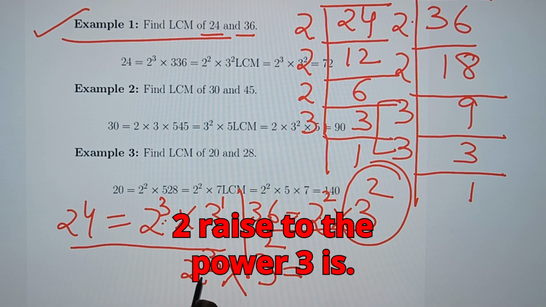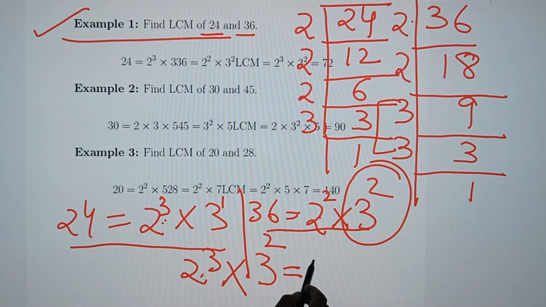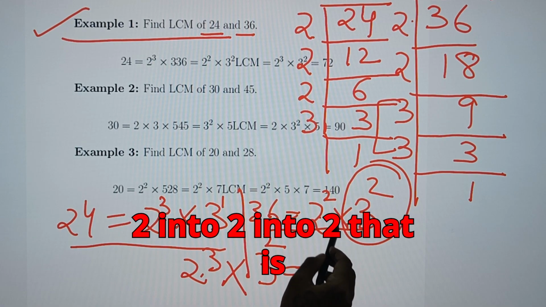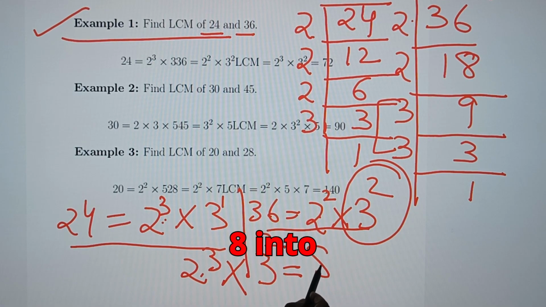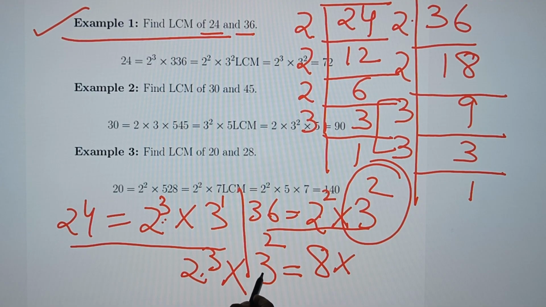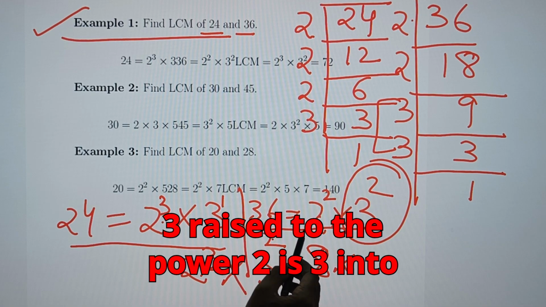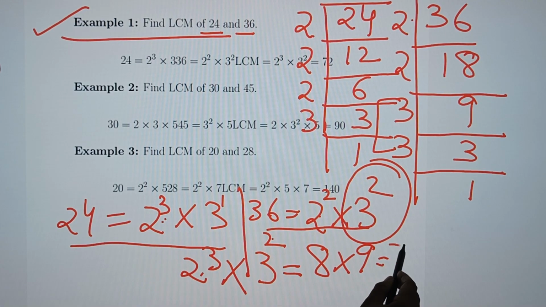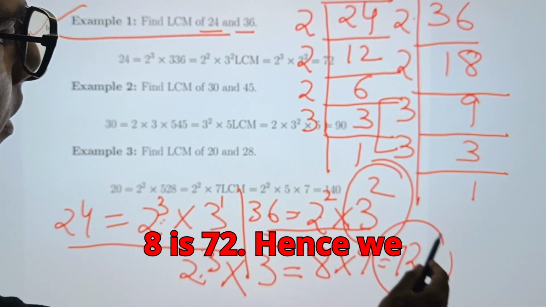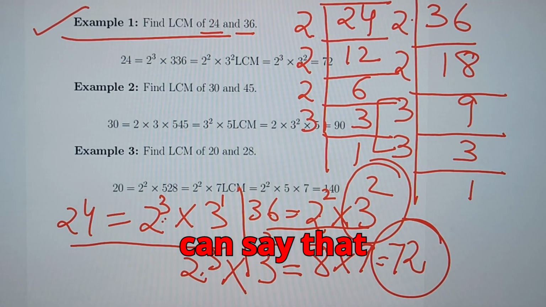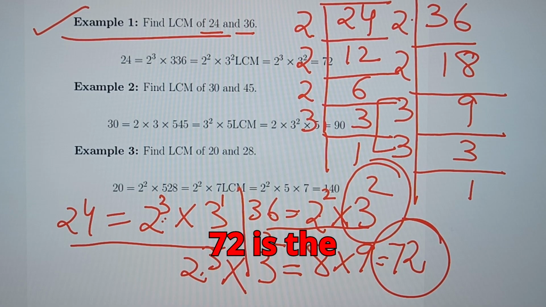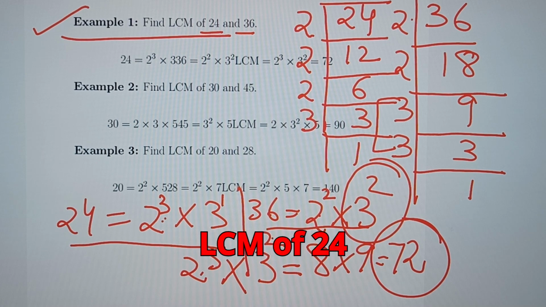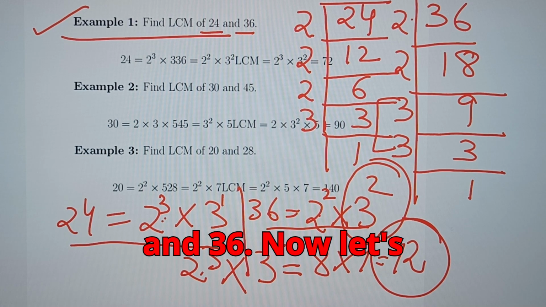Therefore 2 raised to the power 3 is 2 into 2 into 2, that is 8, into 3 raised to the power 2, which is 3 into 3, which is 9. So 9 into 8 is 72. Hence we can say that 72 is the LCM of 24 and 36.